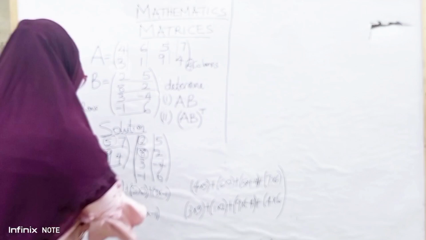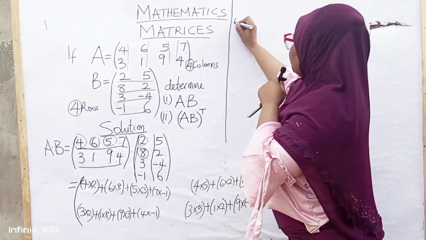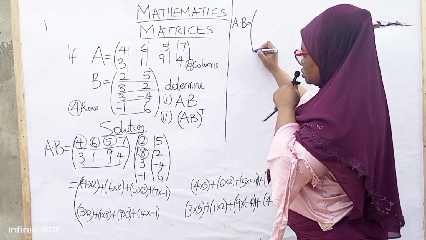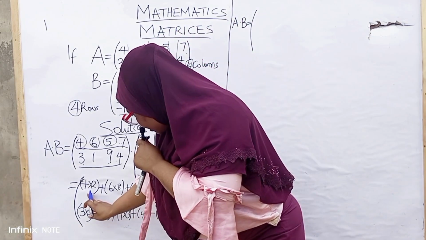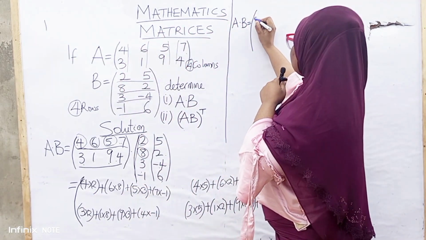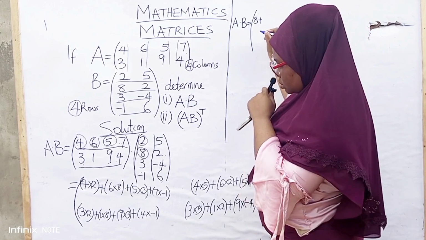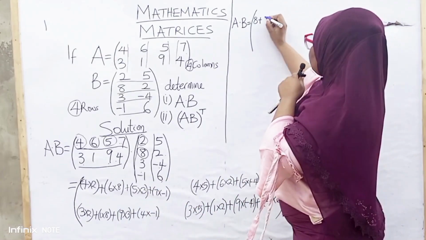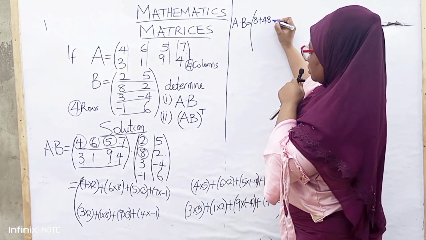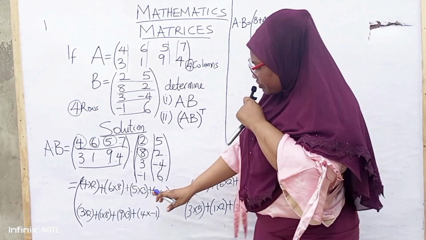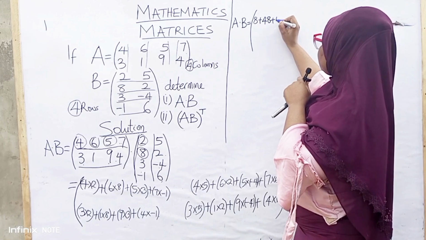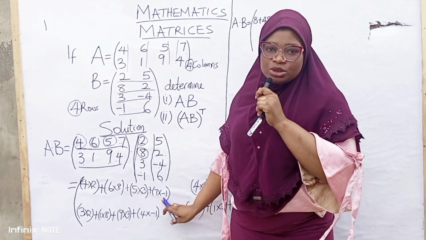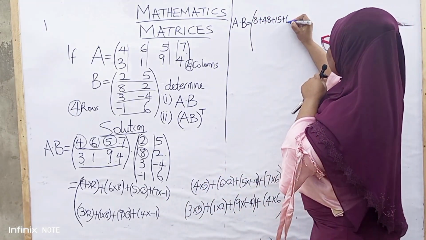Now, the next thing is that you have to simplify. So A multiplied by B is equal to, what is 4 multiplied by 2? That is 8. Plus 6 multiplied by 8, that is 48. Plus 48. Then plus 5 multiplied by 3, 15. Plus 7 multiplied by minus 1, that is minus 7. Minus 7.